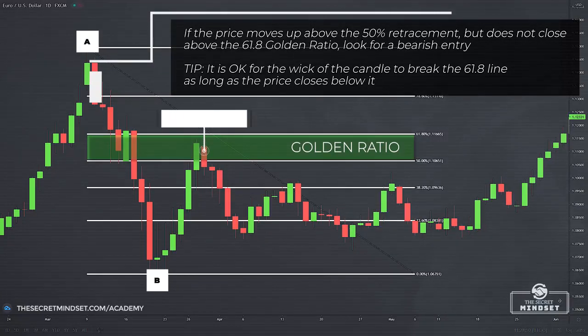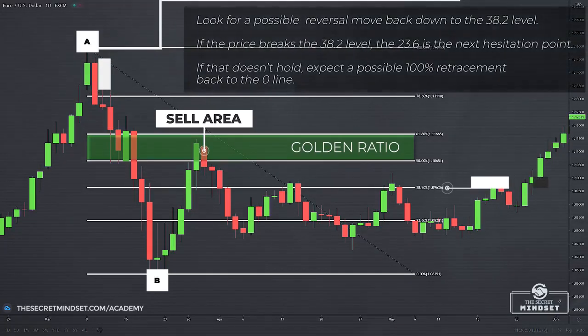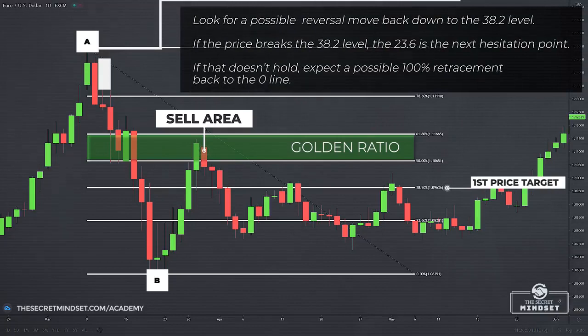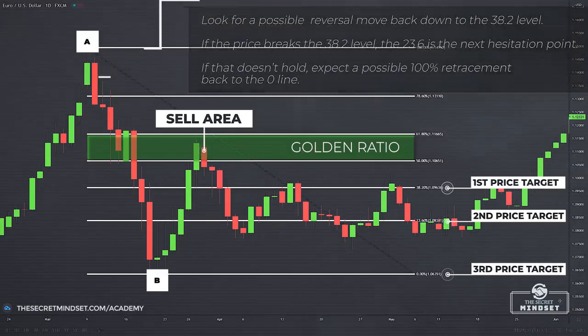bearish entry. It's okay for the wick of the candle to break the 61.8 line as long as the price closes below it. As the price bounces from the 61.8 Golden Ratio, look for a possible reversal move back down to the 38.2 level. If the price breaks the 38.2 level, the 23.6 may be its next hesitation point. If that doesn't hold, expect a possible 100% retracement back to the zero line.